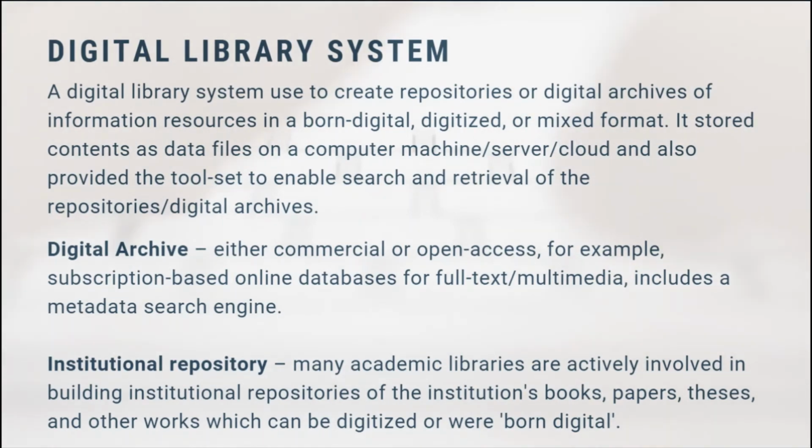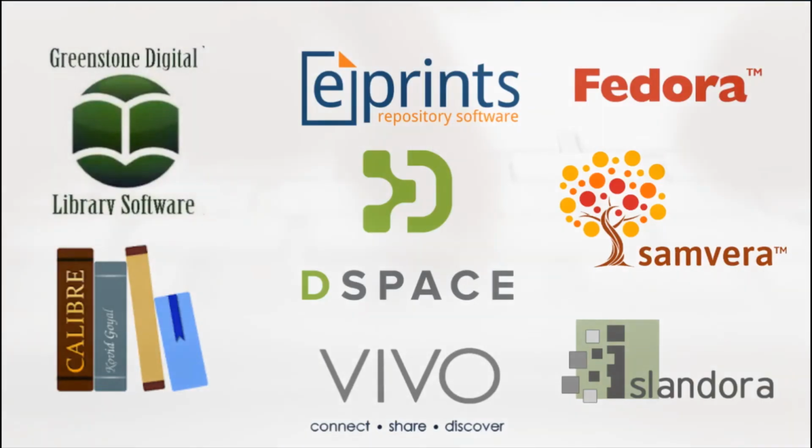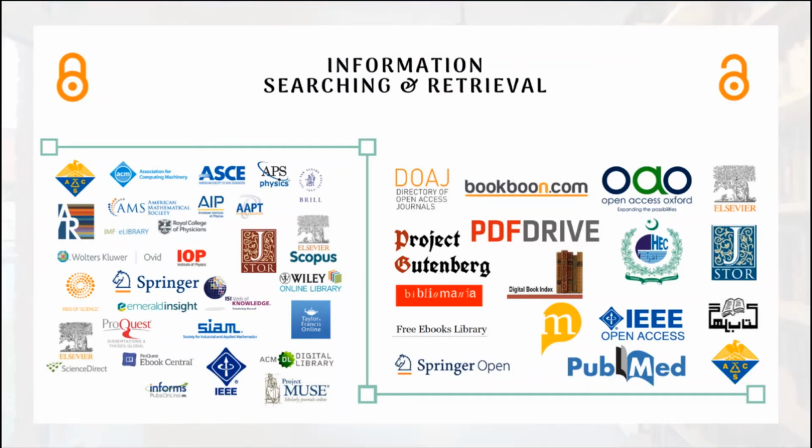So here we have a few famous open source digital library systems. The traditional one is Greenstone, and then EPrints, Calibre eBook management, DSpace, the very famous VIVO, Fedora, Samvera, Islandora, and there are lots actually. Similarly, open or closed access information searching and retrieval databases or digital archives are also built on some digital library system.